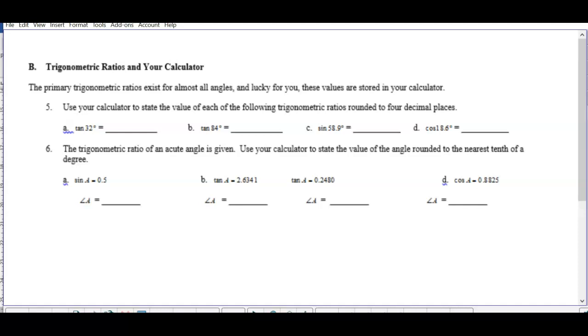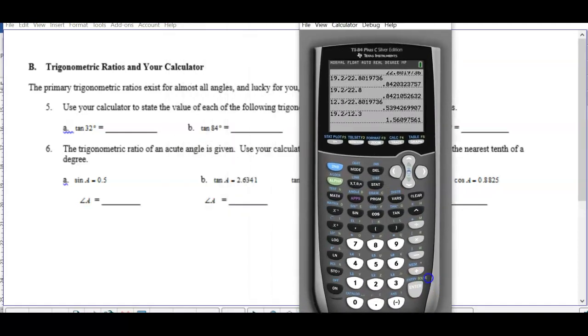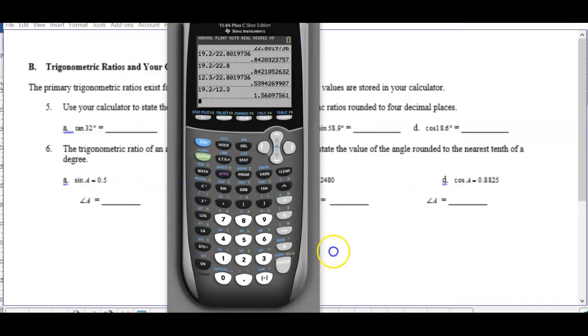Okay, so we've already started to use our calculator, but now with the angles. Primary trig ratios exist for almost all angles, and lucky for you, these values are stored in your calculator. Use your calculator to state the value of each of the following trig ratios rounded to 4 decimal places. Okay, in the old days, we had a table. We'd have to look up the angle and then look across the table to find the sine or the cos or the tan.